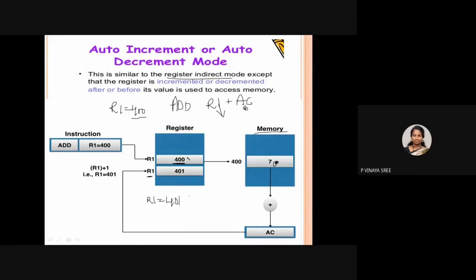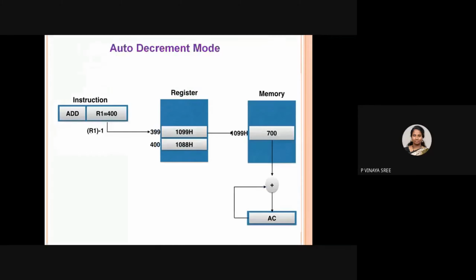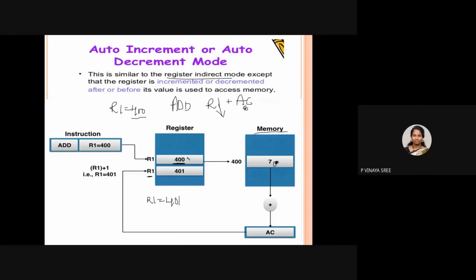That will not be the case in auto decrement. First it decrements. Whereas here we will be decrementing first, and after that we will be performing the instruction execution. In auto increment, we go to that particular location, get an operand, and with that operand and the accumulator content, we perform addition. Automatically after completing this, the R1 contents will be incremented.